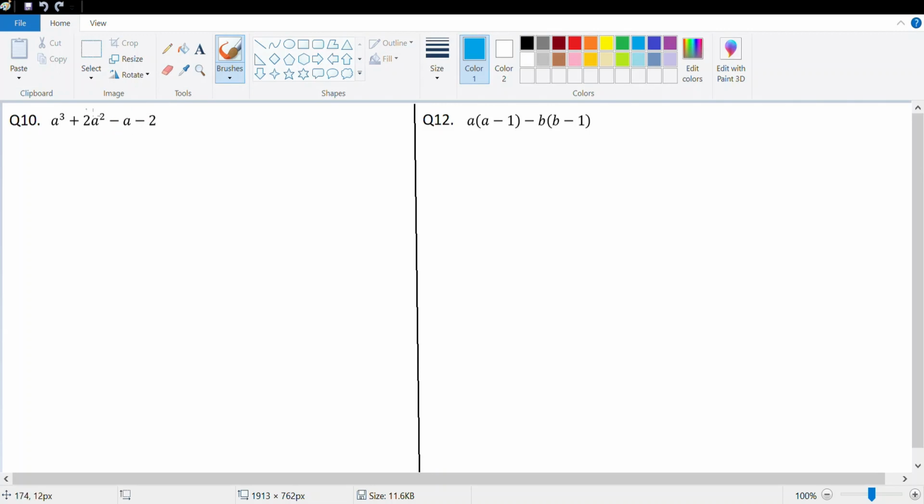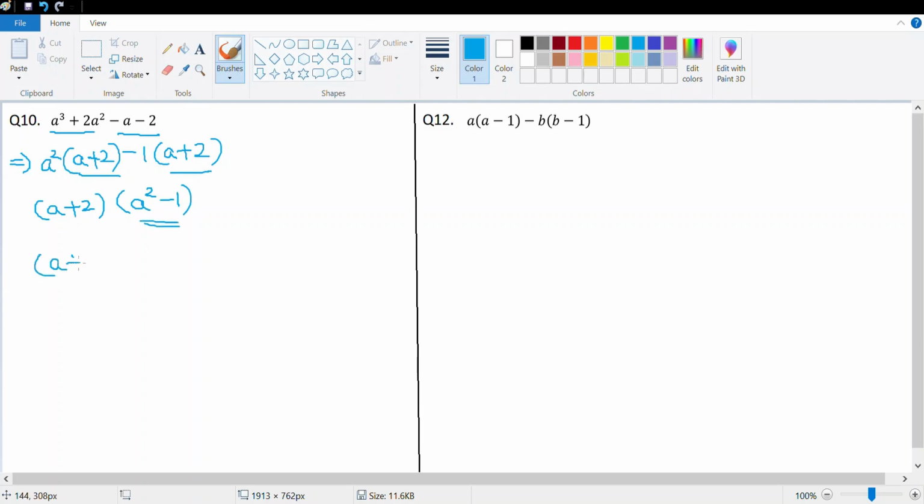I notice that these two terms have a square in common, and this is a minus 2, or I can take it as a plus 2 if I take one negative 1 common. So grouping it the way I've underlined, I take a square common, what I am left with is a plus 2. Taking negative 1 common, what I am left with is a plus 2. Now a plus 2 is common between these two terms, so what we have is a plus 2 multiplied with a square minus 1. This is exactly what we had in the previous question also.